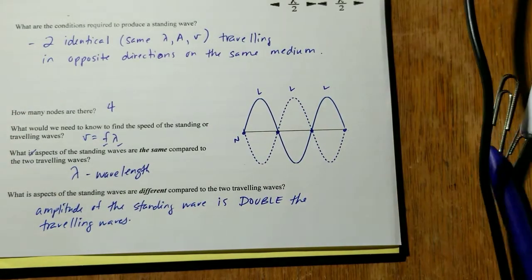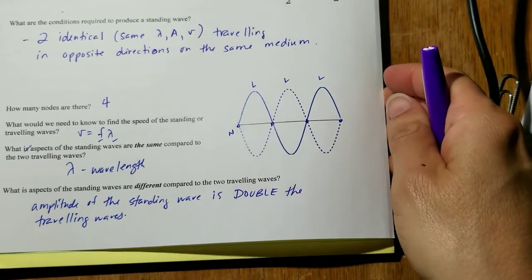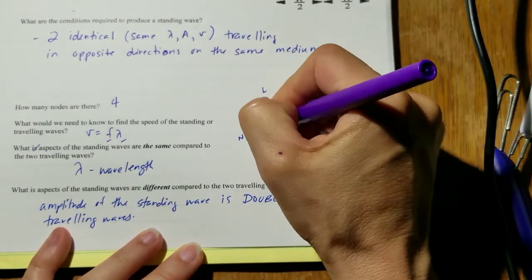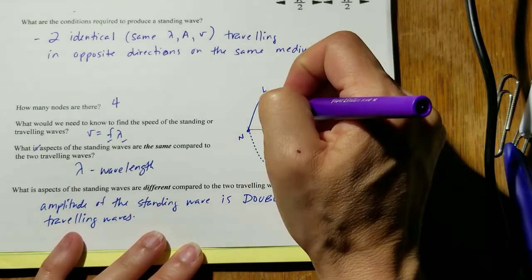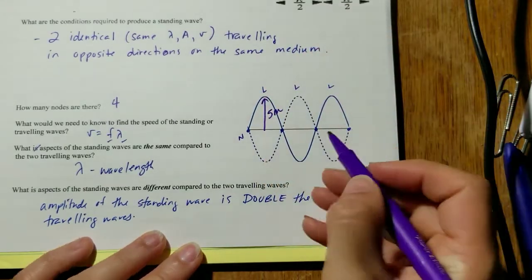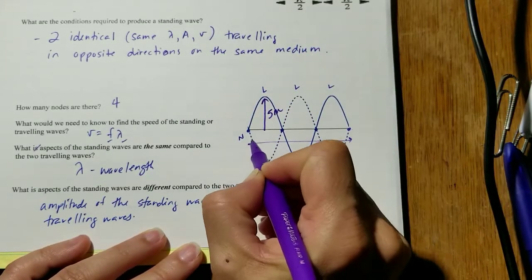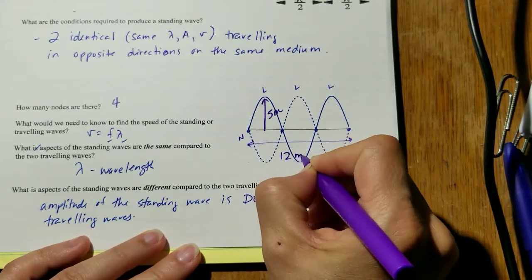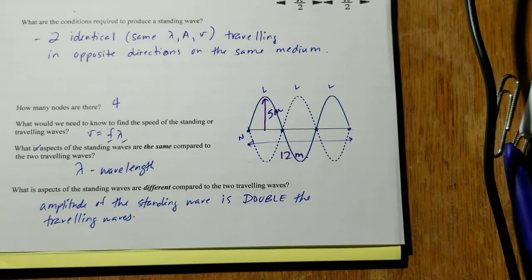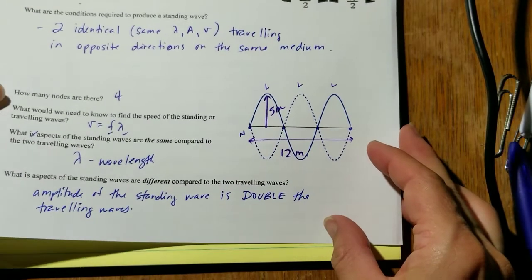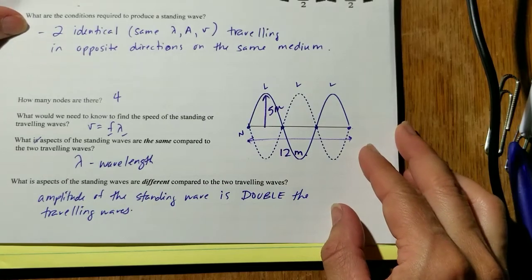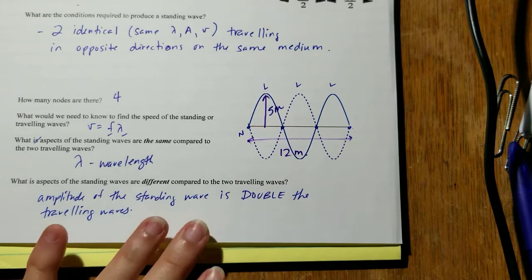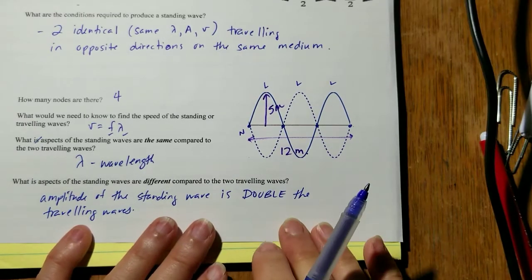So if I put in a couple measurements here and just made them up, let's figure out what it is. If I told you that the amplitude of the standing wave was 5 meters, and the distance between here and here was, let's say, 12 meters, and I asked you, why don't we find out the amplitude and the wavelength of the standing waves and of the traveling waves?